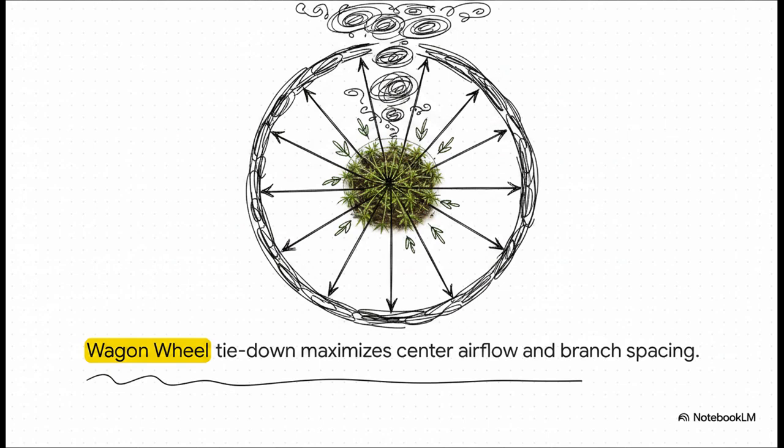The idea is to evenly space your lateral branches completely outward, exactly like the spokes on a wagon wheel. This intentionally leaves the very center of the plant totally empty. Why? Because that open center allows warm, humid air to rise up and escape right out the top like a chimney. It is an absolute game changer for drastically reducing mold risk as those flowers develop.